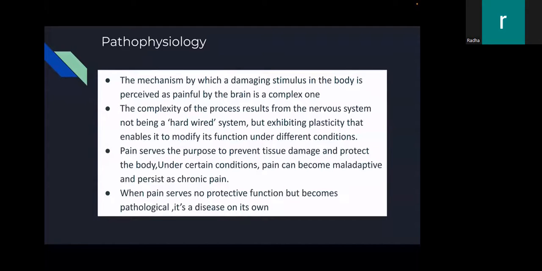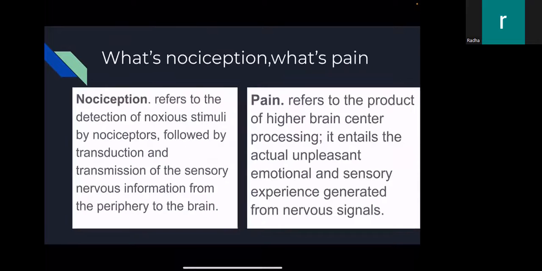Next, pain serves a purpose to prevent tissue damage and protect the body. But under certain conditions, that pain can become maladaptive and persist for a longer time. That is when you have the entity of chronic pain. When pain serves no protective function but becomes a pathology, it is a disease on its own. That is why we have chronic pain, pain lasting for long periods and pain getting transformed. All that is because of these mechanisms.